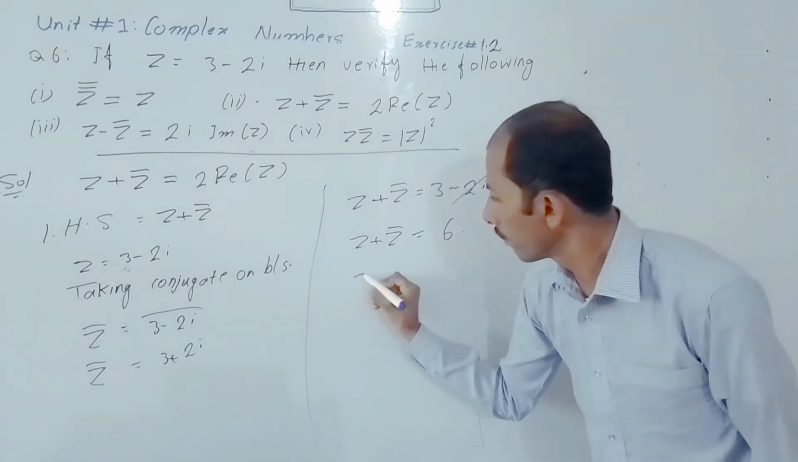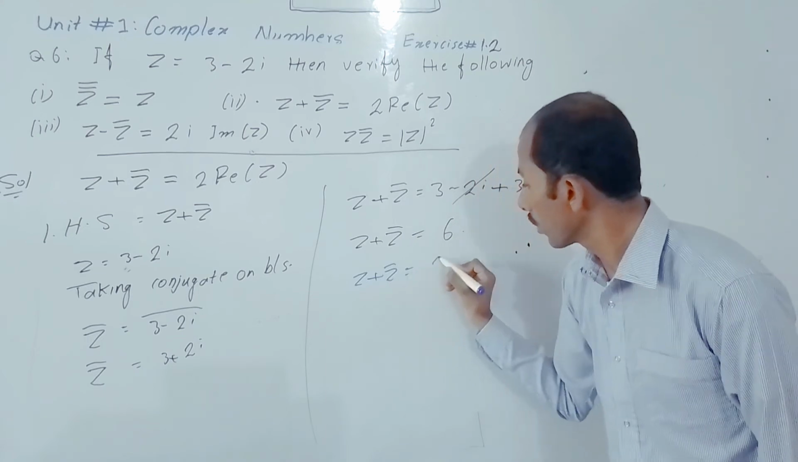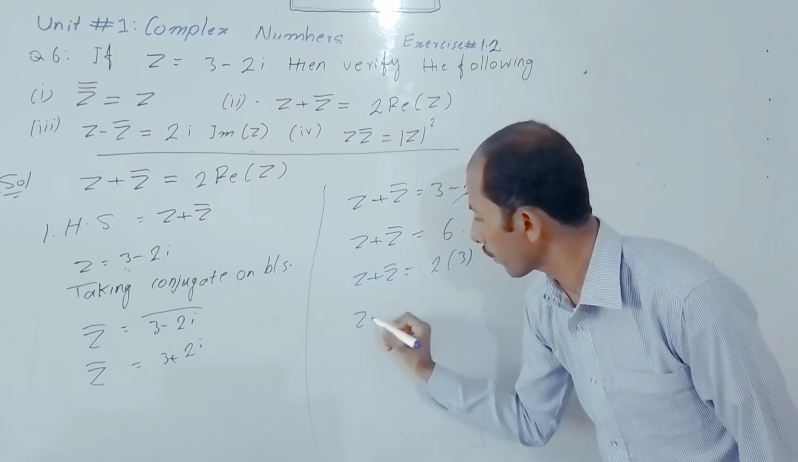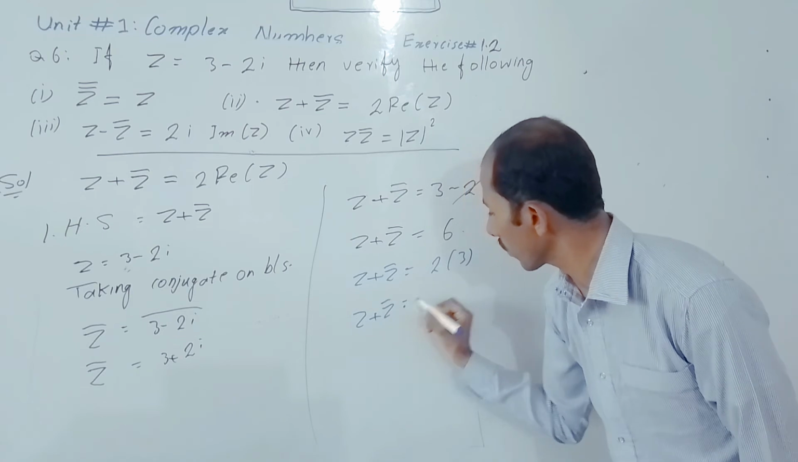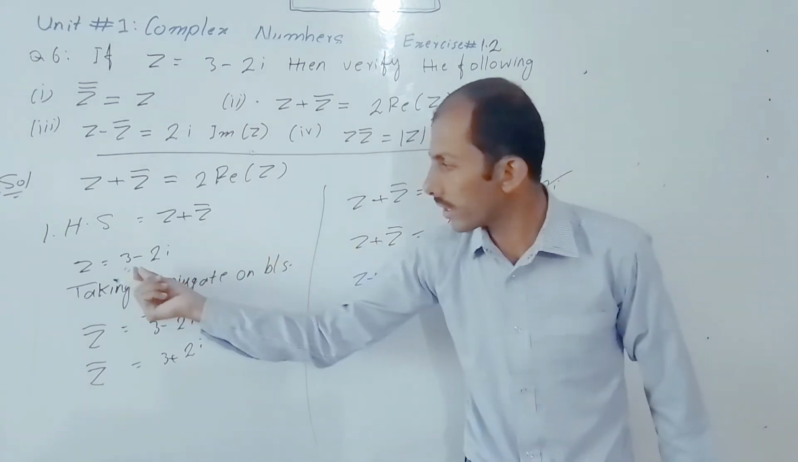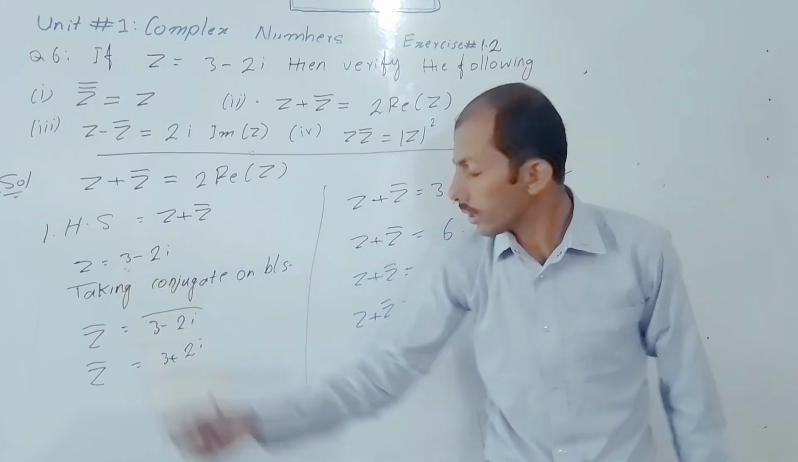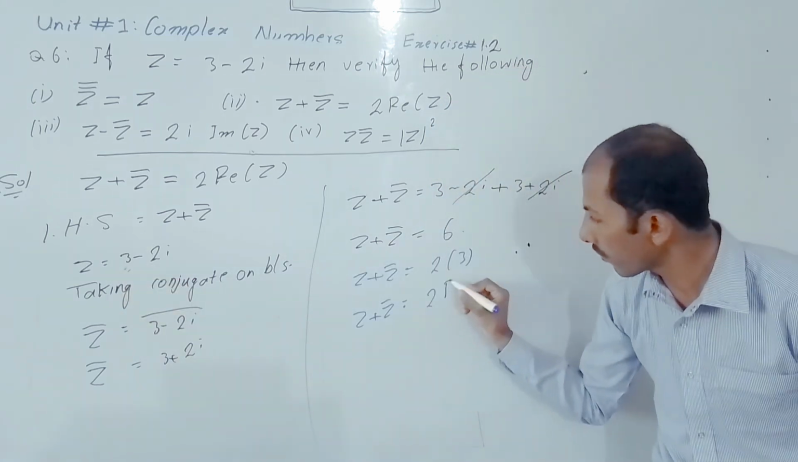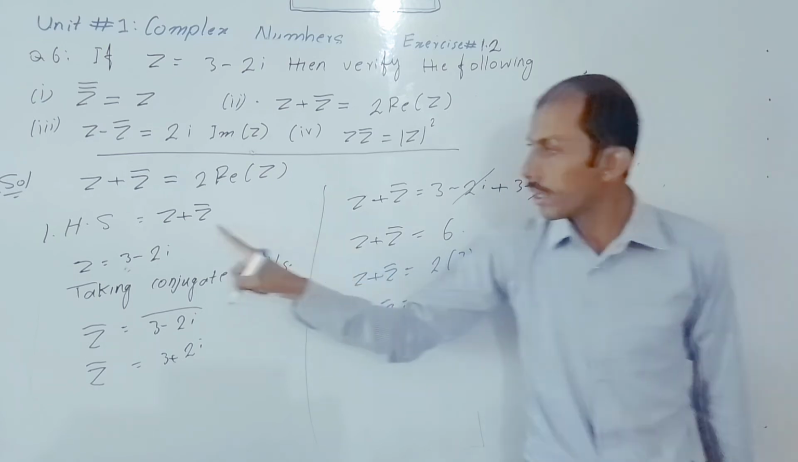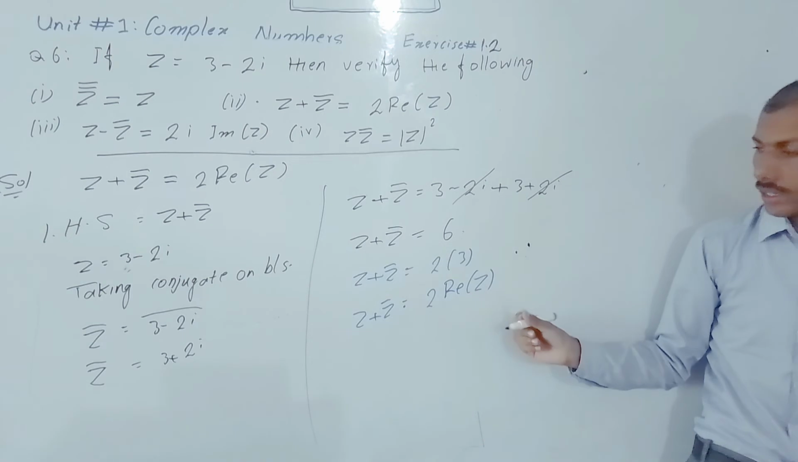So z plus z conjugate is equal to 2 into 3, which is equal to 2 real of z. So the real part of z is equal to 3. Real of z is equal to 3. So it can also be written in the form of real of z. It means 3 is the real part. So 2 real of z, hence proved.